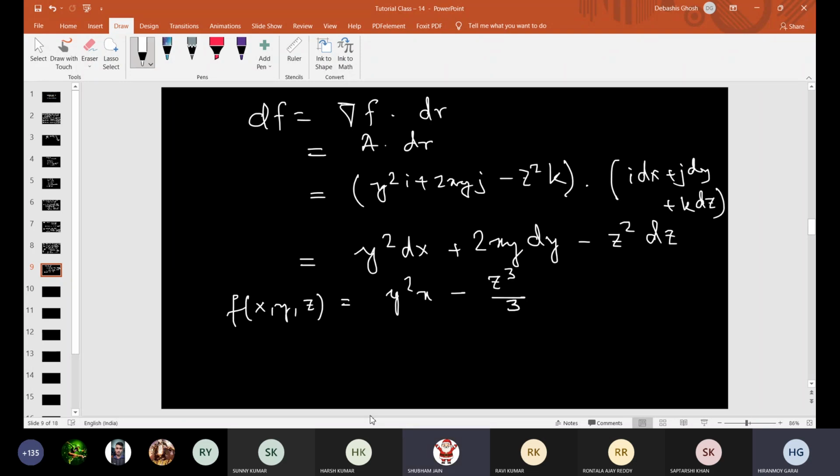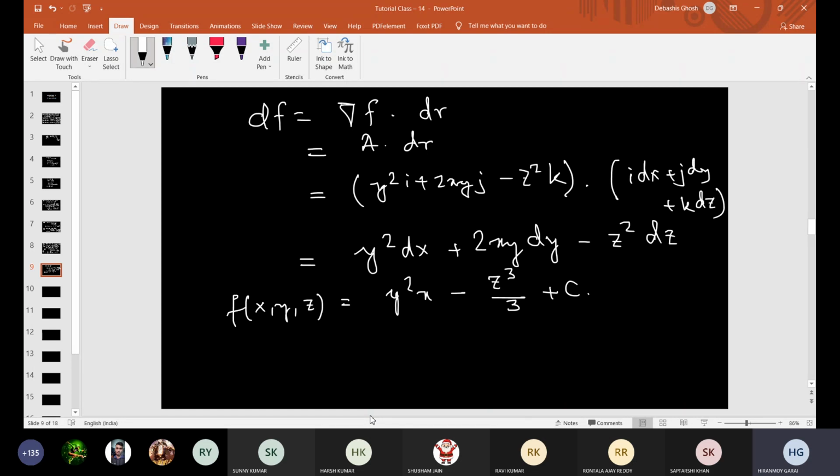Sir, please repeat that point again. Why have we not integrated 2xy? Because if you integrate the same function, that function has its contribution in this expression. So we will integrate the first one, y square dx. Whenever you are integrating with respect to x, we consider y and z to be constant, and then we get this function.